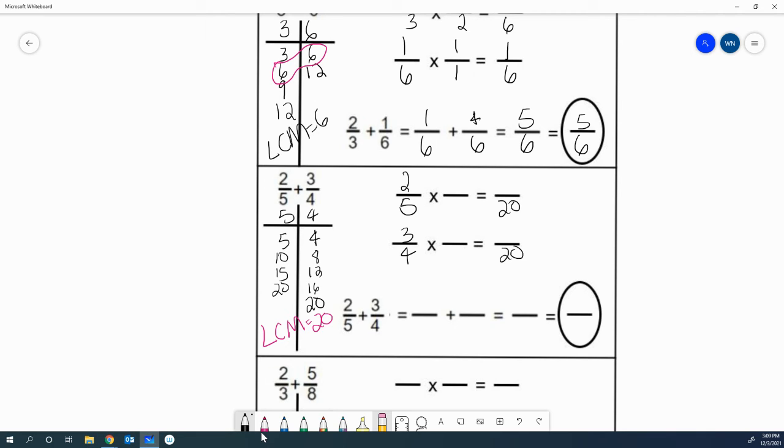Let's create some equivalent fractions. Go ahead and tell me what you think the equivalent fractions will be. Go ahead and tell me what the equivalent fractions are. So I want that answer and that answer. Go ahead and go.